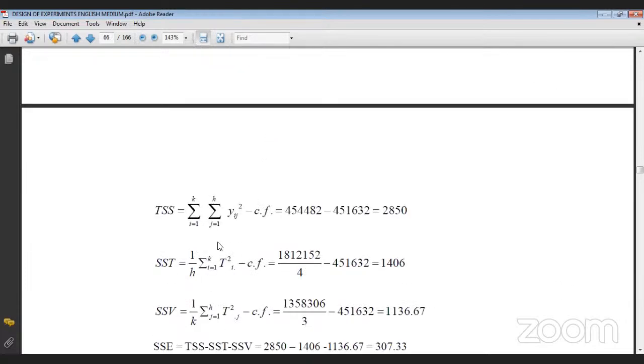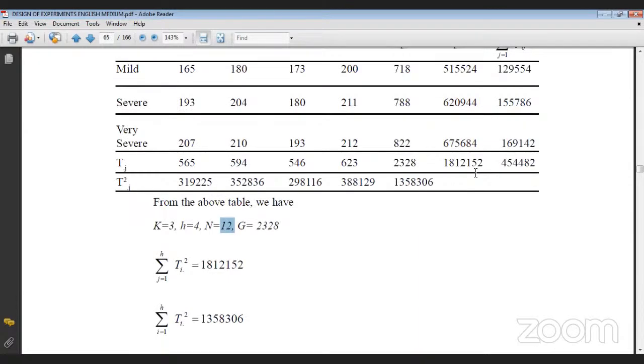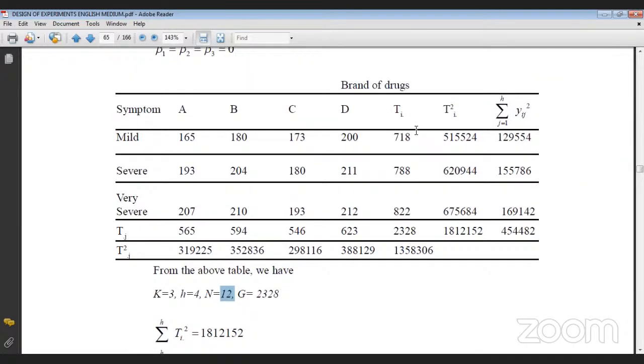So summation of Yij square 45. How did 454482 come? Please tell me, check it once. What is the I value? What is the J value? The J value is 18. The summation of j equals 1 to h, Ti square, has J. There is a J in both, sir. One has I, one has J.